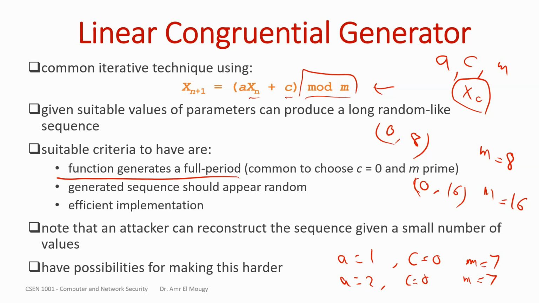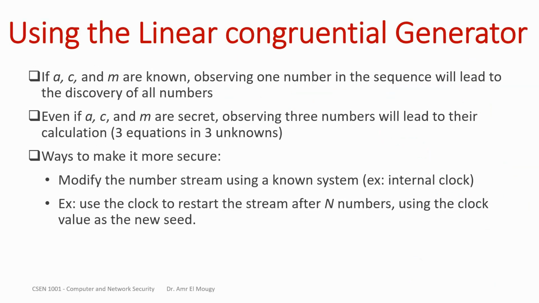If people want to use it, they usually combine it with something. They can, for example, take the output of the linear congruential generator and combine it with something that is more random. For example, the output of a clock, okay, or modify the stream using some kind of way. Okay. Obviously, the values of A, C, and M should be kept secret. If an attacker knows A, C, and M, they will be able to easily generate all the following numbers. So A, C, and M should be kept secret. X0, which is the seed, should also be kept secret.